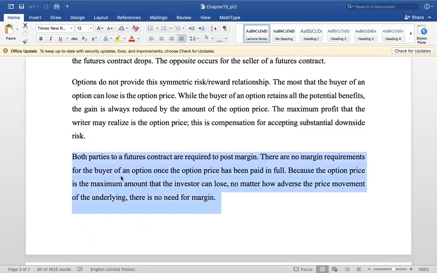Both parties in a futures contract are required to post margin. There is no margin requirement for a buyer of an option once the option price has been paid in full, because the option price is the maximum amount he can lose.